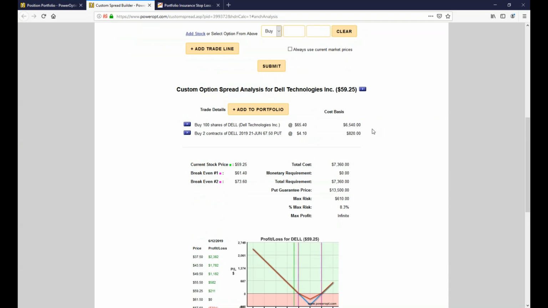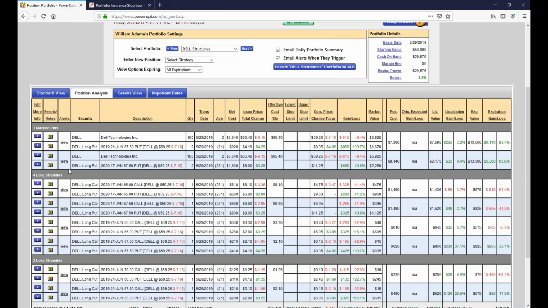At the same time, we bought 2 contracts of the June 67.5 put. Normally in a married put, I just buy 1-to-1, 100 shares and one put. This would have been a risk of about 7.8% for 243 days of insurance. I'm on the wrong one. I'm sorry, that's the June. My apologies, ladies and gentlemen. I'm going to go to the January 67.50.